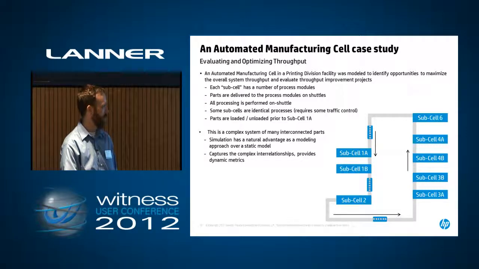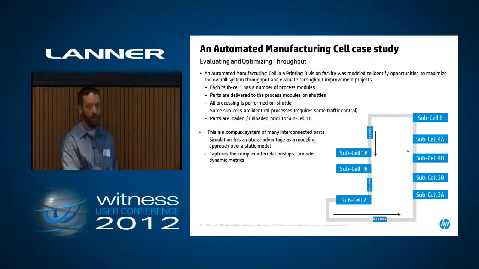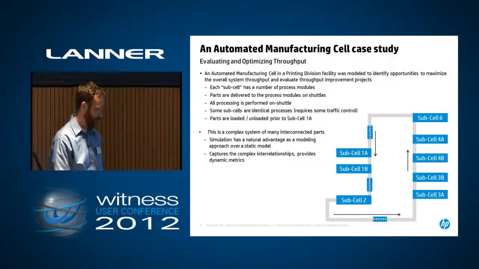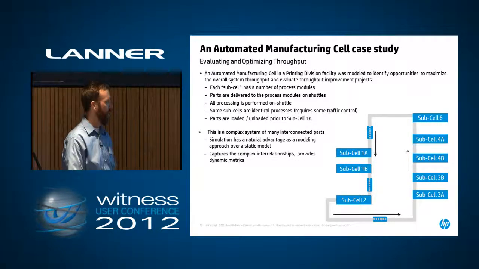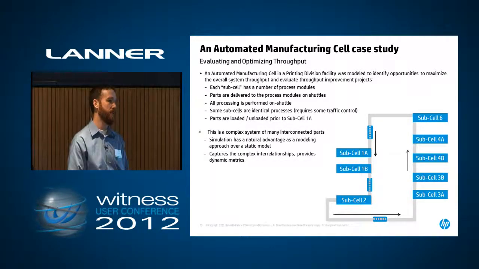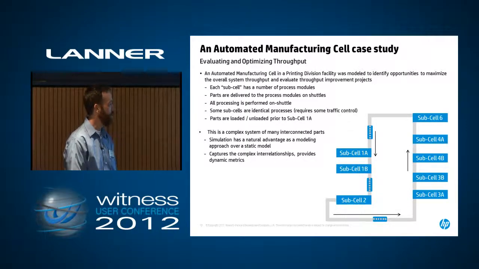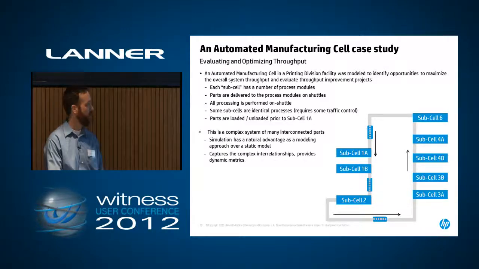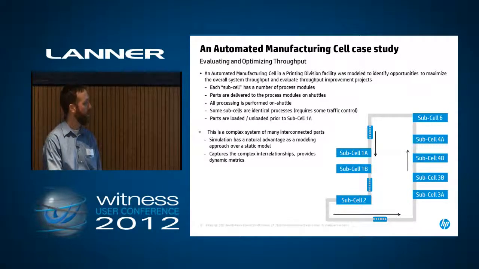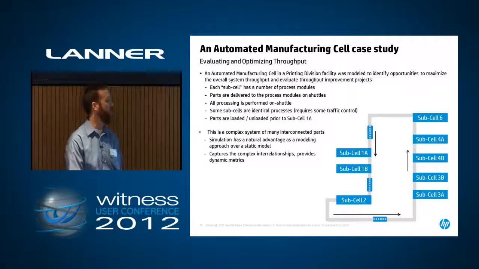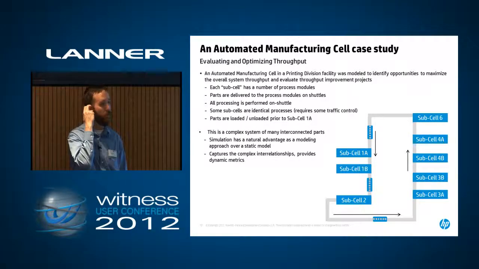And where we settled was an algorithm that tries to balance the load between the two similar subcells while taking into consideration whether that production cell is down or not. So the parts continue around until they're finished and unloaded at the same place they're loaded, and then they continue on in the manufacturing process.